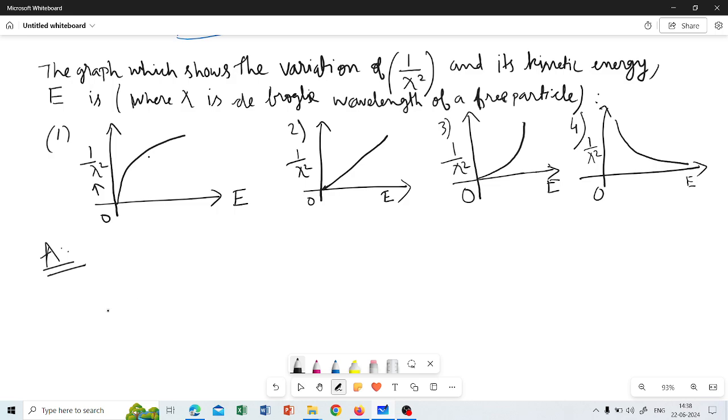In this video, I'm going to start with one more question, which was asked in NEET 2024. So, what is this question? Let me read this question. This graph shows the variation of 1 by lambda square and its kinetic energy E, where lambda is the de Broglie wavelength of a free particle.